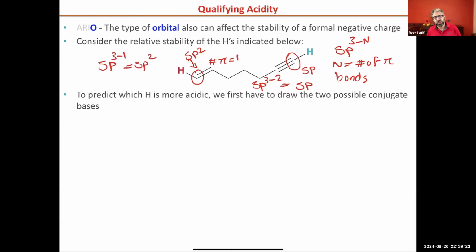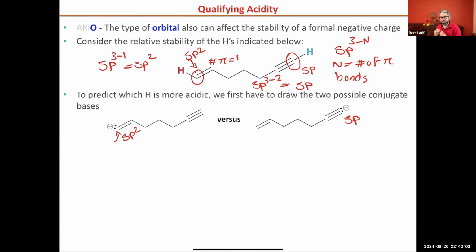Now let's take hydrogen from them. If we take hydrogen, on the left side we get a carbon with sp2 hybridization. And if we take the hydrogen from the one on the right side, we get a carbon with sp hybridization. Which one is more stable? The sp. Why is it more stable? The higher the s character you have, the closer you will be to the nucleus. Remember, you are dealing with electrons. Electrons are outside of the nucleus.